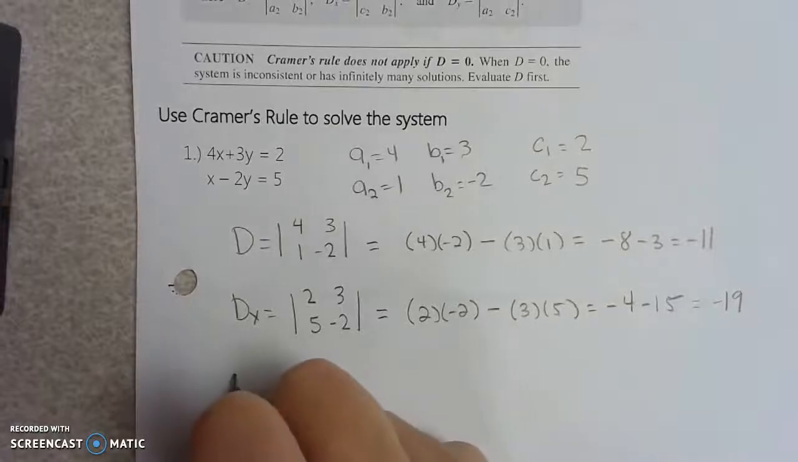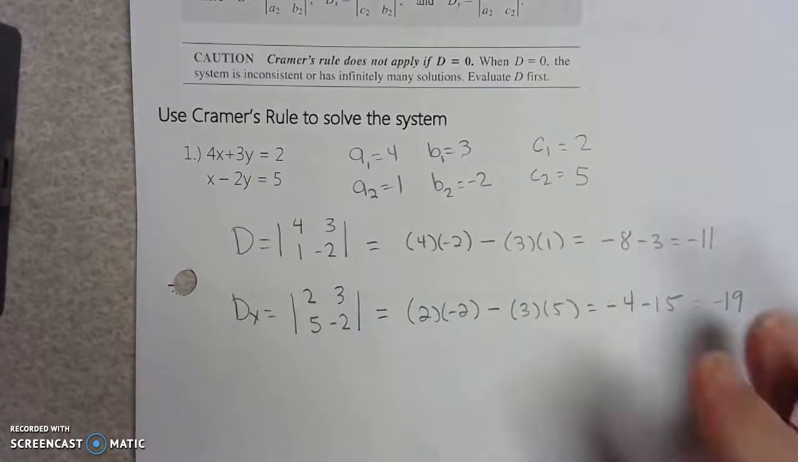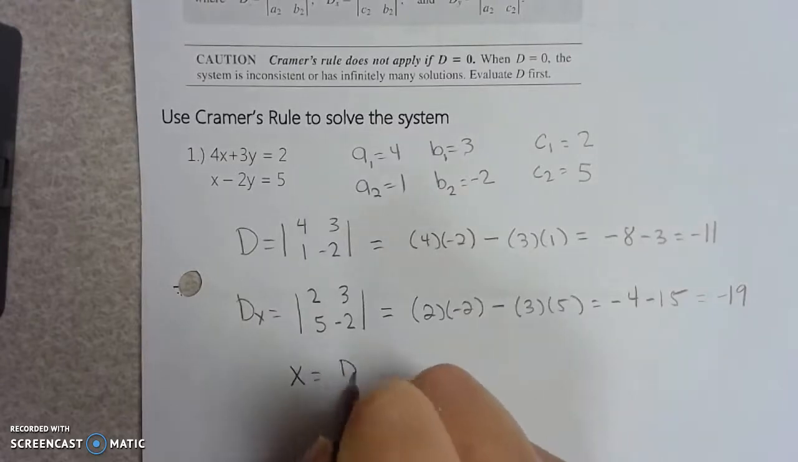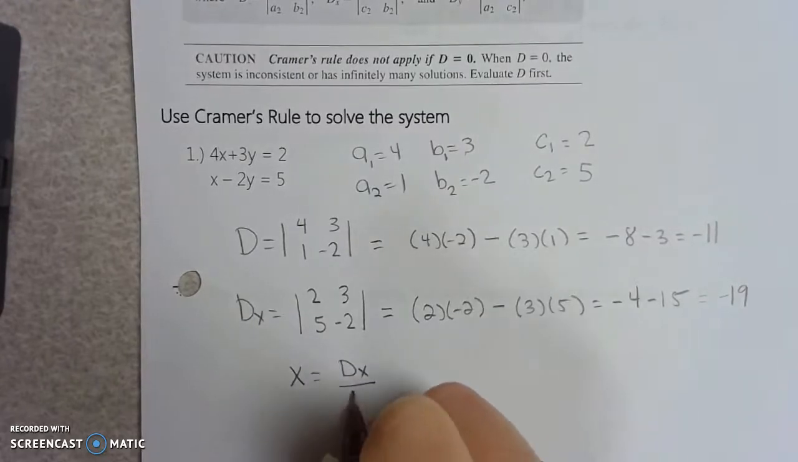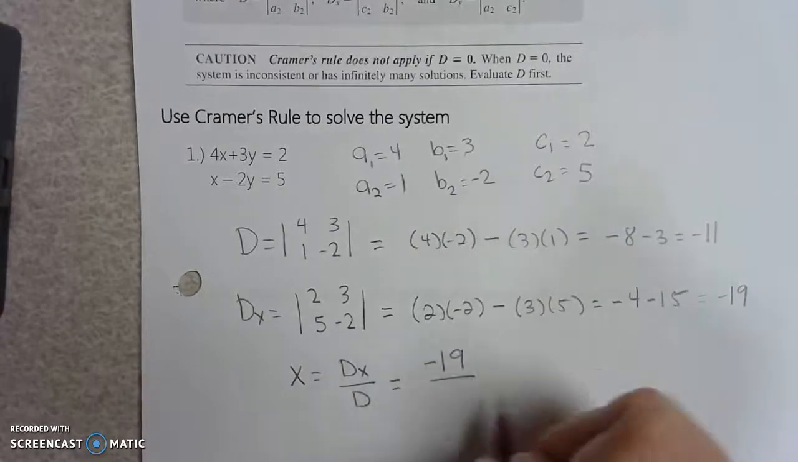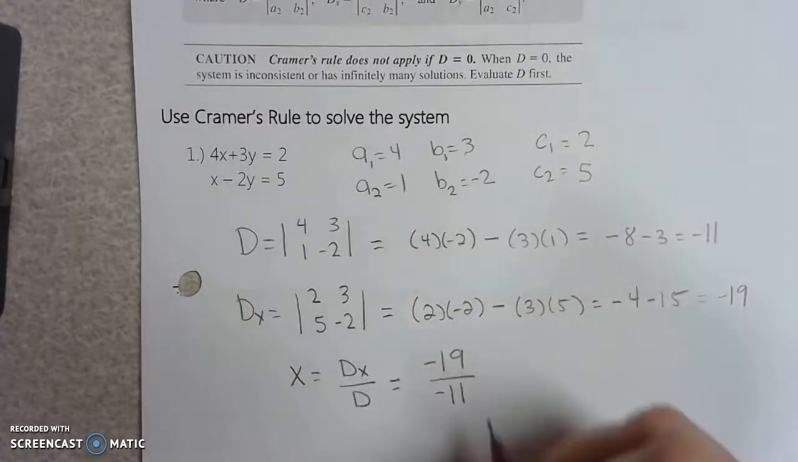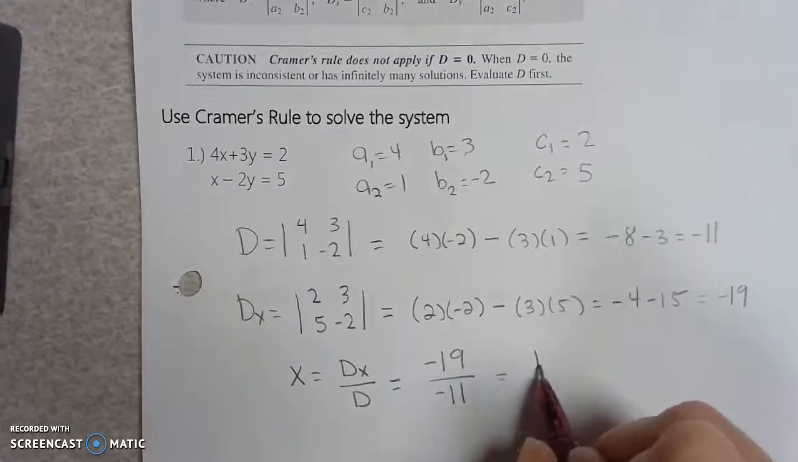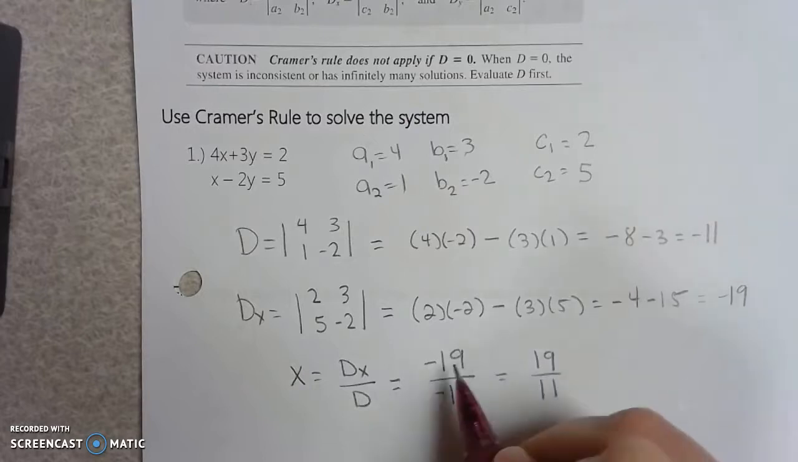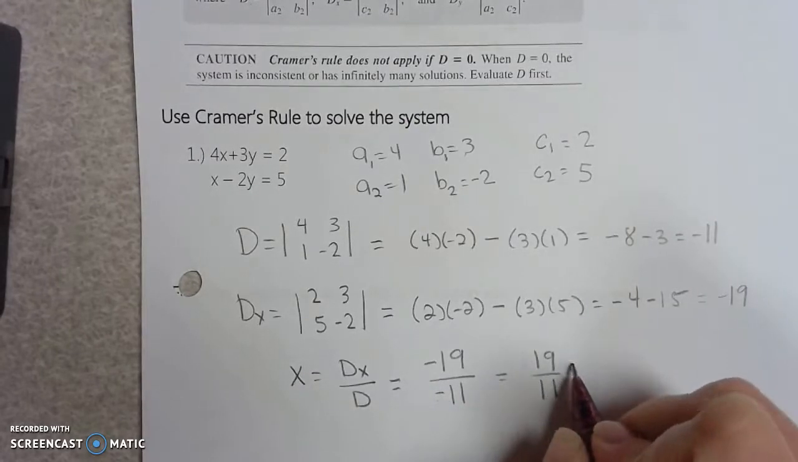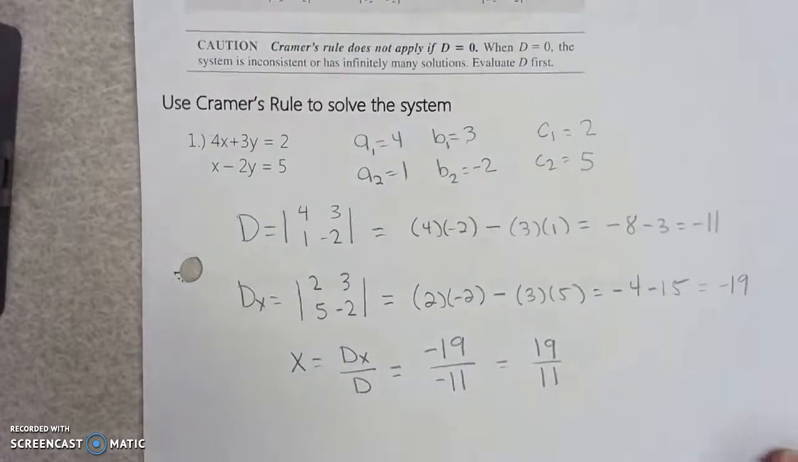Alright, then I can go ahead and find the x coordinate now if I want to. So I'll take d sub x and divide it by d. We found d sub x to be negative 19 and d to be negative 11. So when I divide these two, I get positive 19 over 11. Negative divided by negative makes positive. So this is the x coordinate of my solution.